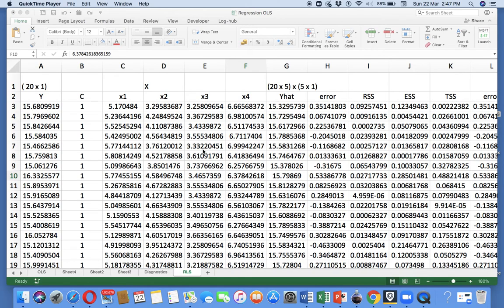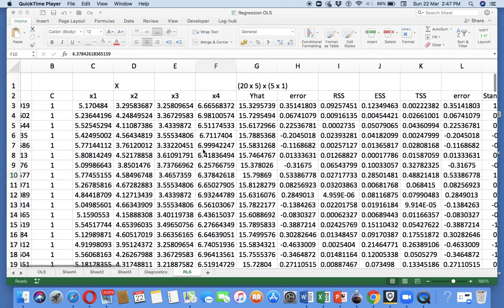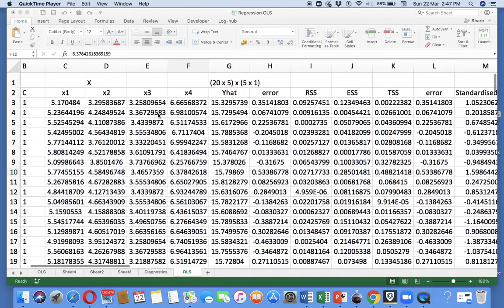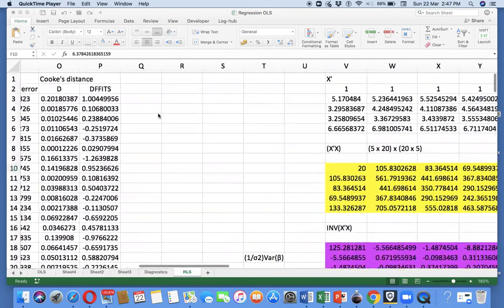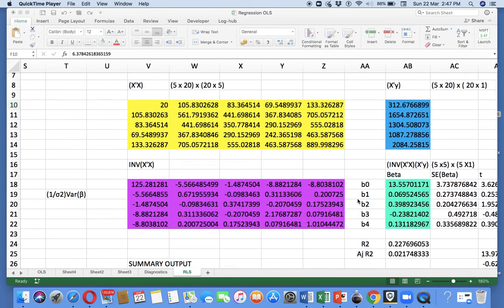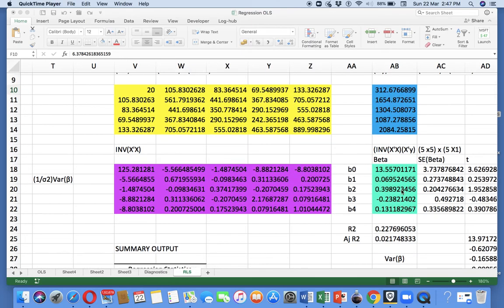Interpretation of the hat matrix and the regression diagnostics. So to begin with, we have the data of the dependent variable, the ones for constants, the independent variable, and we have the regression coefficients which have been calculated using the formula X transpose X inverse X transpose Y. We've got the regression coefficients.